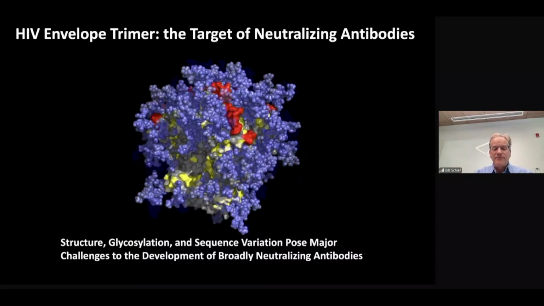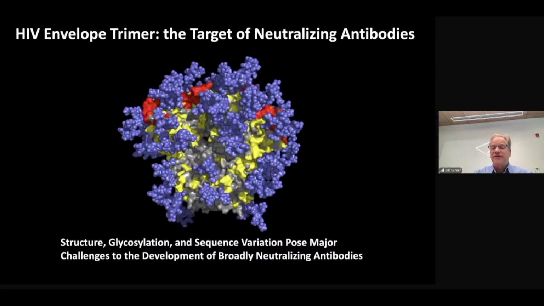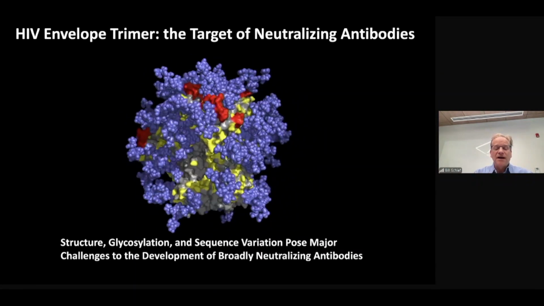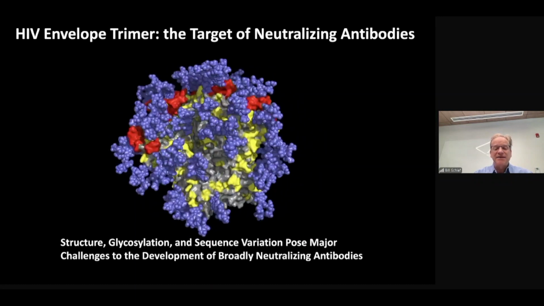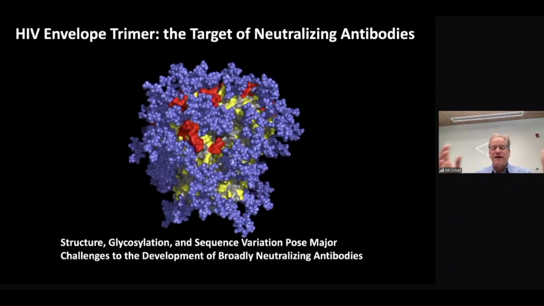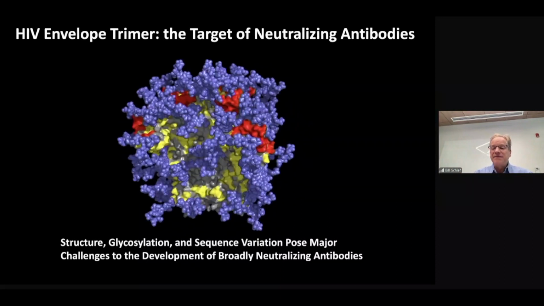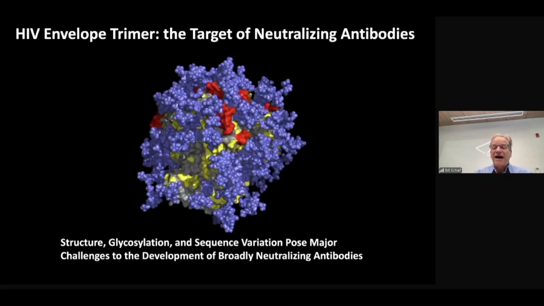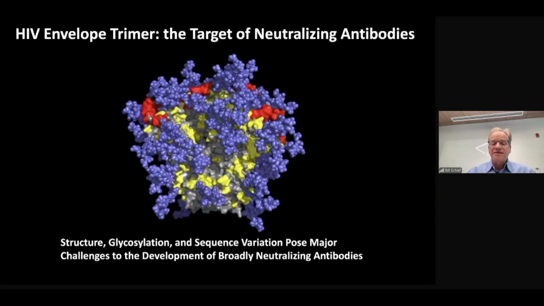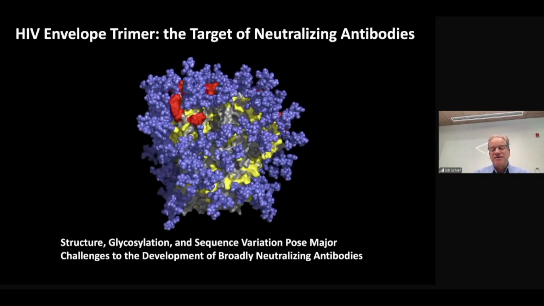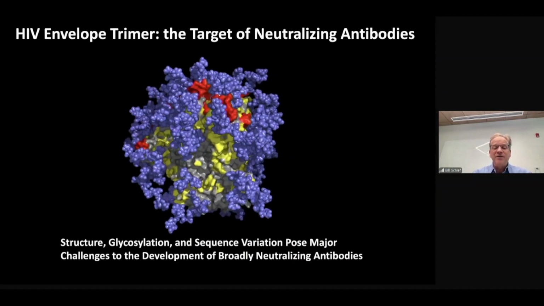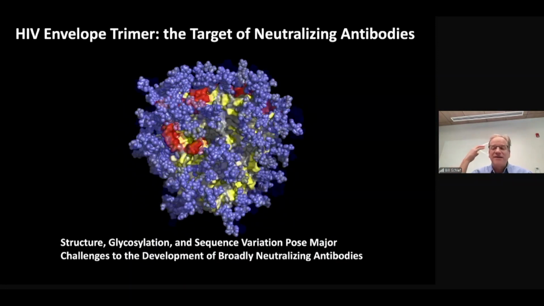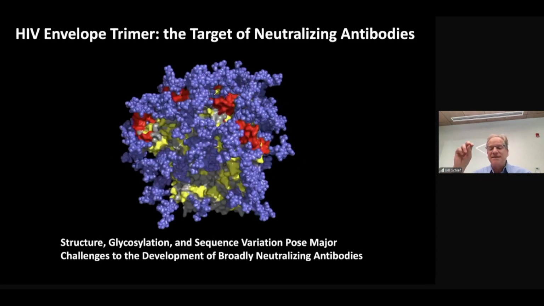The problem, or one of the problems, is that the spike for HIV is much, much more variable than it is for SARS-2. And it's more densely glycosylated. The blue molecules flicking around here are glycans that make it difficult for antibodies to bind. The red positions are positions that are highly variable from one isolate to another, and the yellow positions are positions that you wouldn't call highly variable, but they're not super conserved either. They're less than 80% conserved, I think, and the variation from one site to the other is not highly correlated.